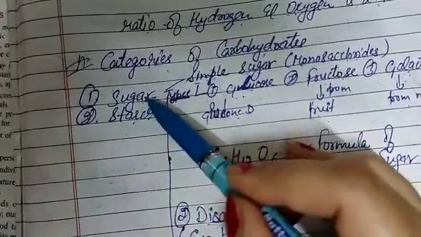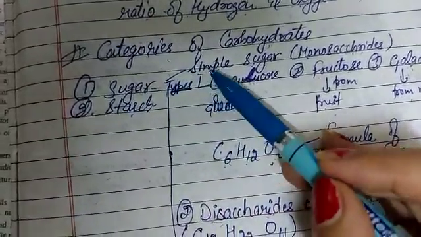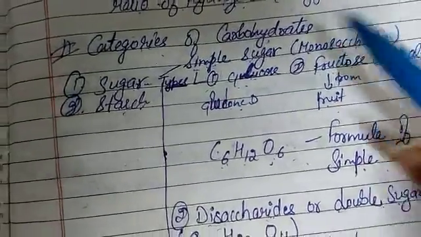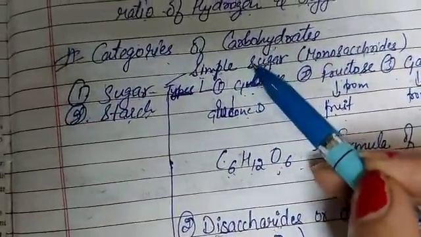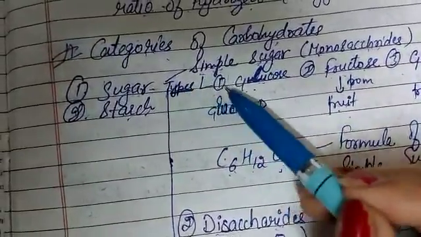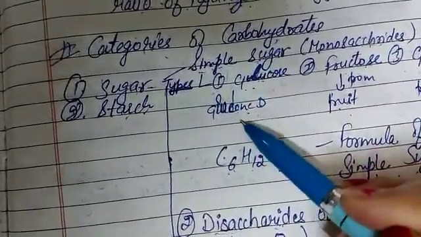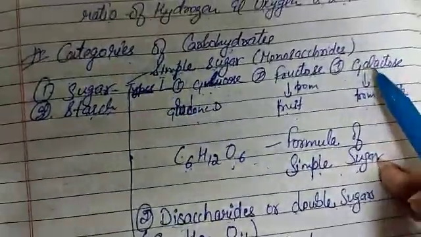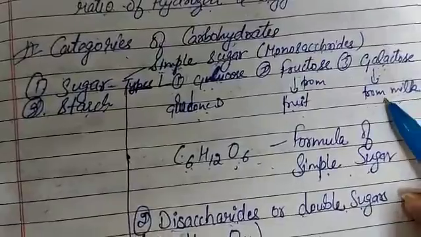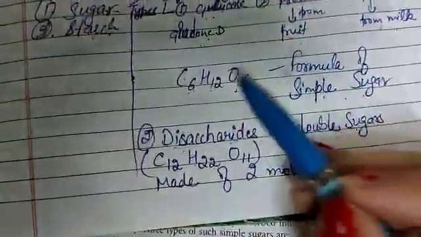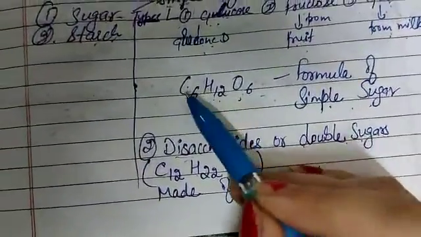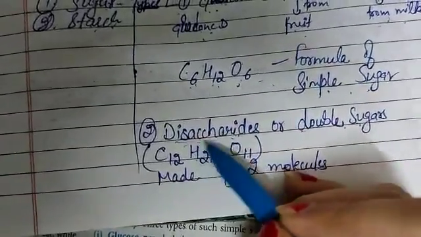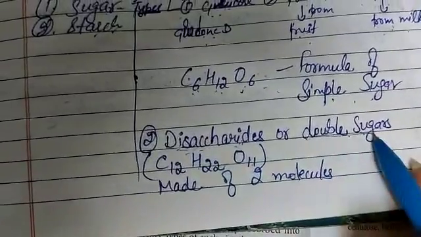In sugar we have 2 main types. First is simple sugar, also known as monosaccharides. This simple sugar is further divided into 3 types. First is glucose, which we get from glucose D. Second is fructose, which we get from fruits, and third is lactose, which we get from milk. This is the general formula of simple sugars: C6H12O6.